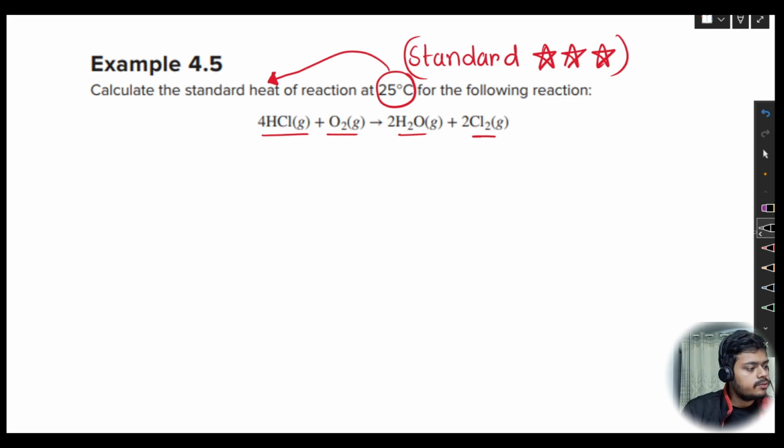So if we write the corresponding heat of formation reactions, for the calculation of the heat of reaction, we're going to always use output minus input.